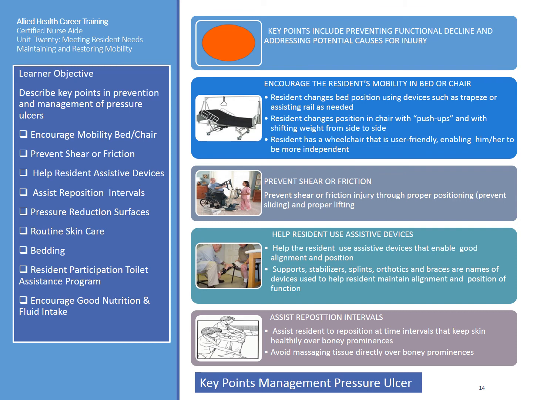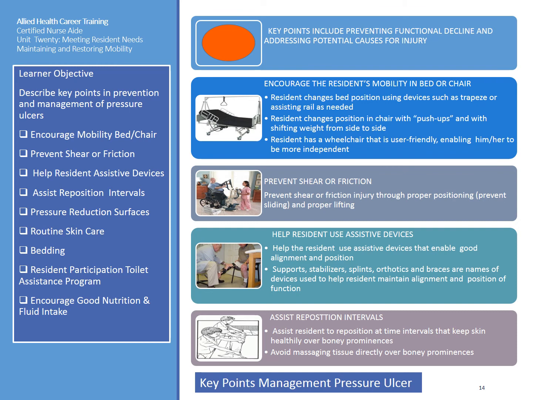Some key points, including preventing functional decline and addressing potential causes for injuries, is to encourage the residents' mobility in whatever they do. Encourage the residents' mobility in bed or chairs. The resident changes positions using devices such as a trapeze or an assist rail as needed.